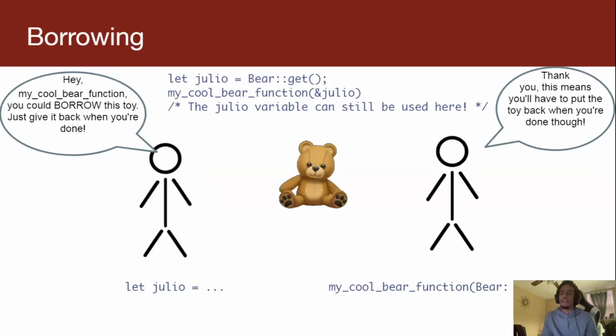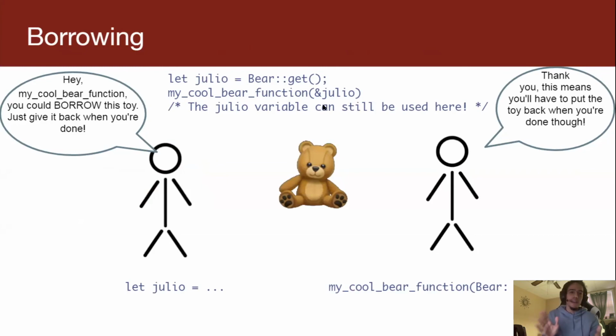So you can imagine here, maybe I own my toy, and maybe I want to give it to someone else for just a little bit. Maybe they could do something with it, they could print it, whatever. Then afterwards, they should give that back to me because it belongs to me. And so you can imagine here, we have let boolean equals bear get. We call the function, but this time with an ampersand.